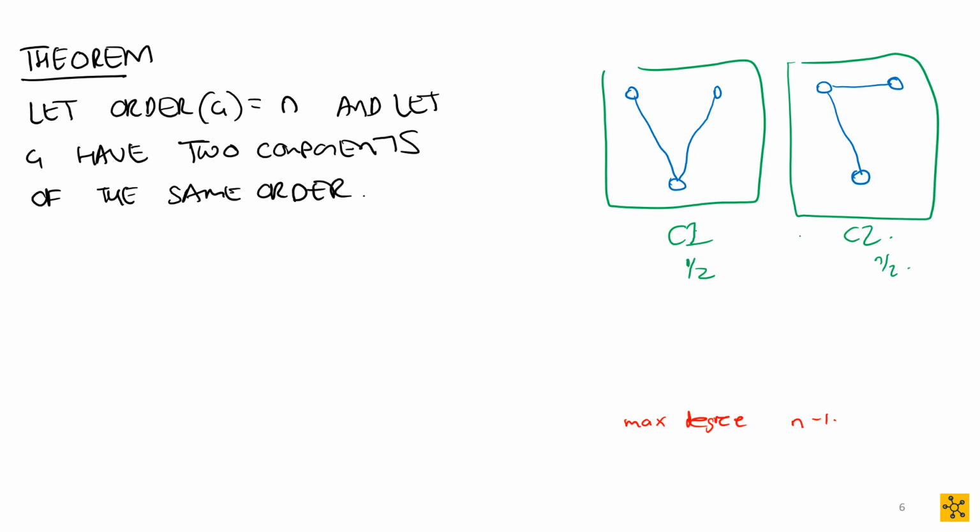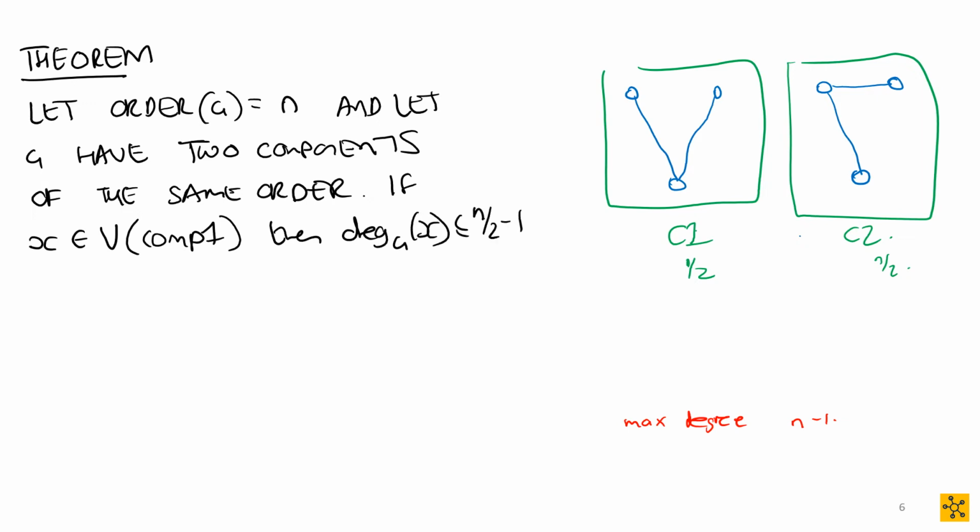Okay, so that's basically, again, the situation where the order of each of those subgraphs, or each of those components, is going to be n over 2. If x is an element of the vertex set of component 1, then the degree of x has to be less than or equal to n over 2 minus 1.